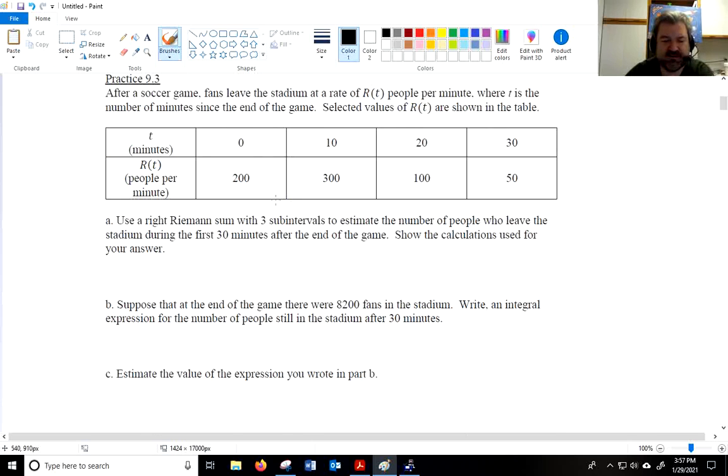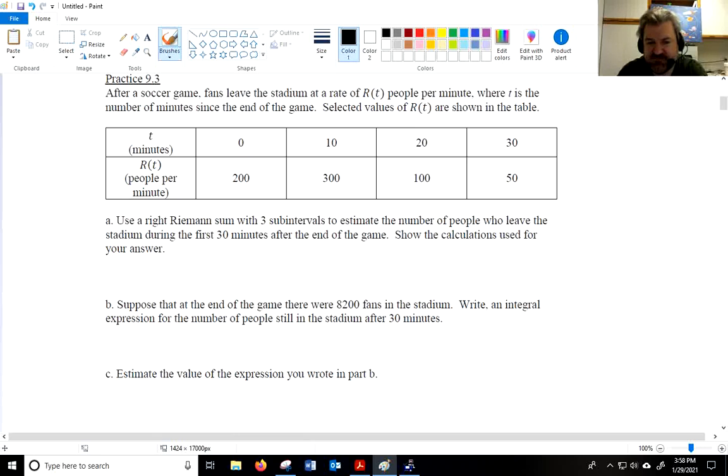All right, let's take a look at practice 9.3. Read the problem and give it your best shot. Pause the video. All right, let's see how we did. After a soccer game, fans leave the stadium at a rate of r of t people per minute, where t is the number of minutes since the end of the game. Selected values of r of t are shown in the table.